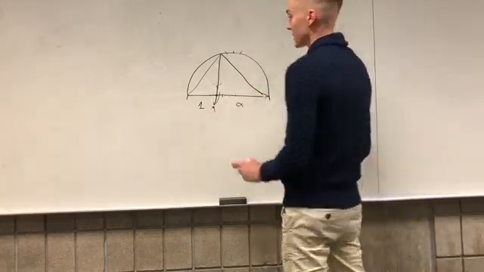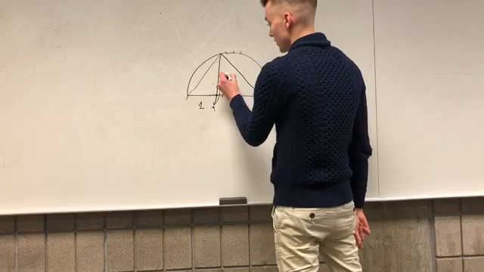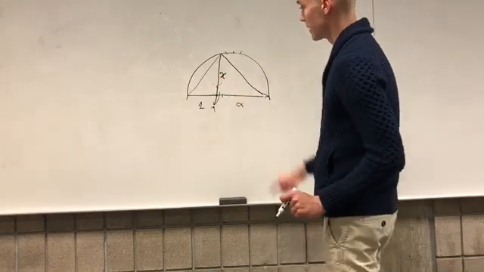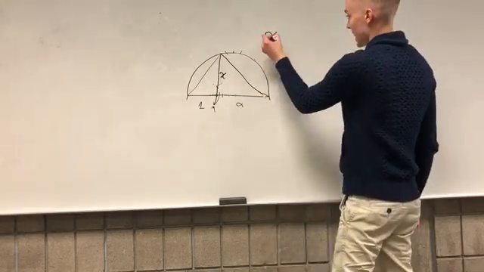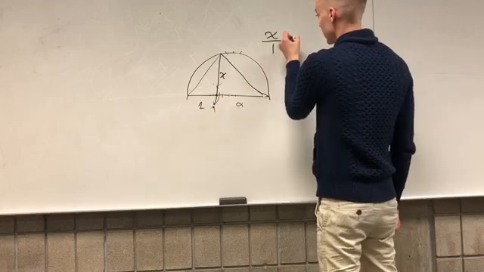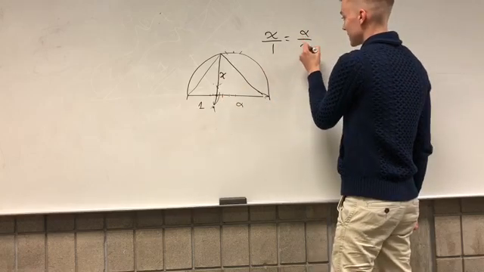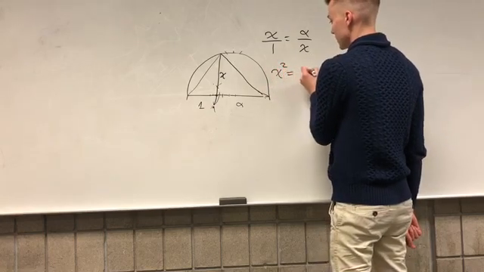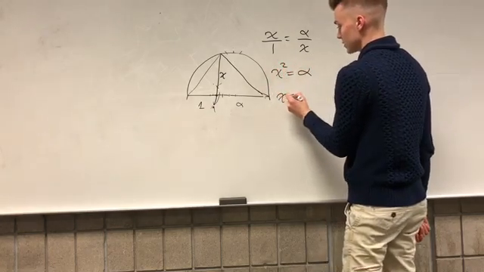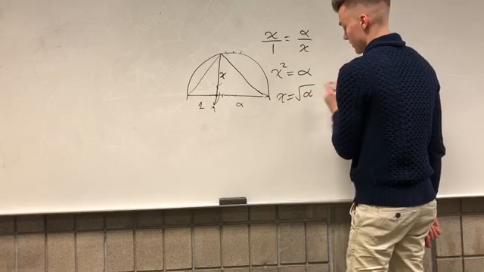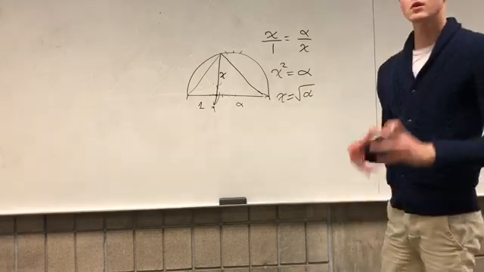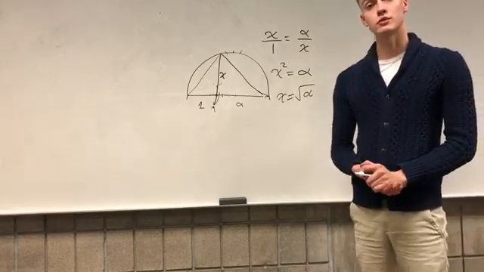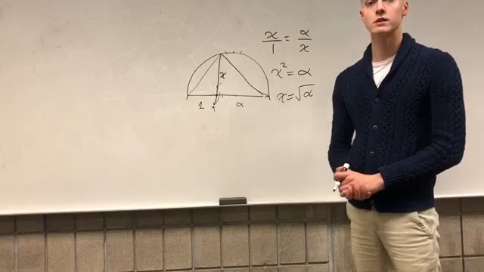What that means is that if we call this side x, then we note that we have x over 1 equals alpha over x. By cross-multiplying, we get x squared equals alpha, or x equals the square root of alpha. We therefore see that we're capable of constructing the square root of any constructible number.